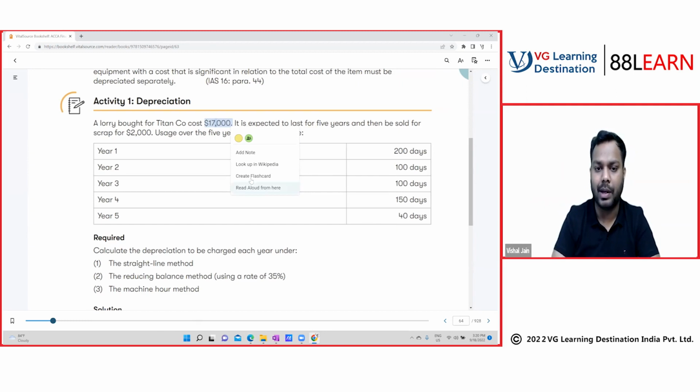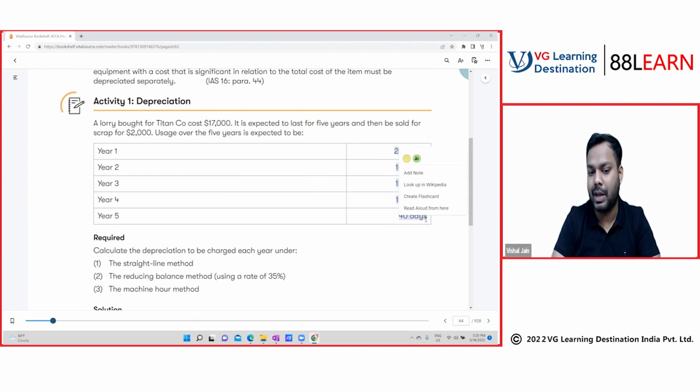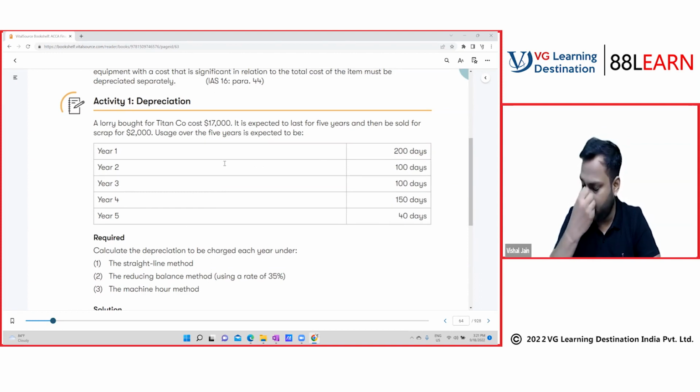Now third is the machine hour rate method. So 17,000 minus 2,000 is 15,000, and this is the machine hour method. The machine hours are given, right? So what you have to do: 200 plus 100, 300, 300 plus 100 is 400, 400 plus 150 is 550, 550 plus 40 is 590. So 15,000 divided by 590, and you multiply that by the hours used every year. I think that is very much doable. Activity 1, can you do it? Guys, will you be able to do activity 1? Okay, fair enough. Now let me move further.